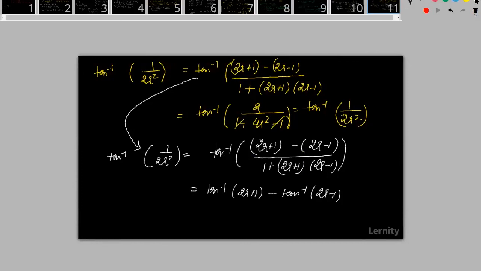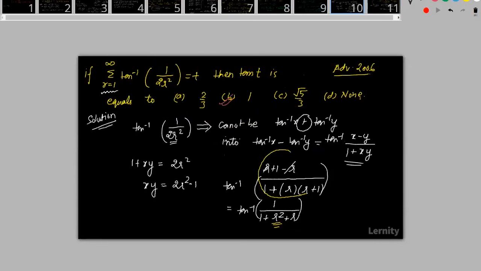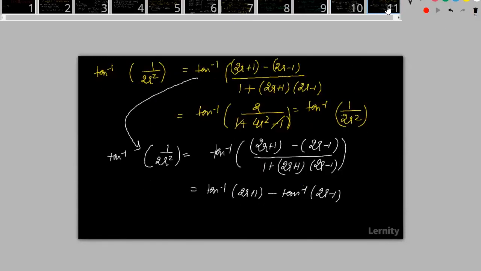Okay. So now this thing was summation from r is equals to 1 to infinity. So this part will also be summation of r is equals to 1 to infinity, right? So let's see. This is summation of r is equals to 1 to infinity, tan inverse of 2r plus 1 minus tan inverse of 2r minus 1.